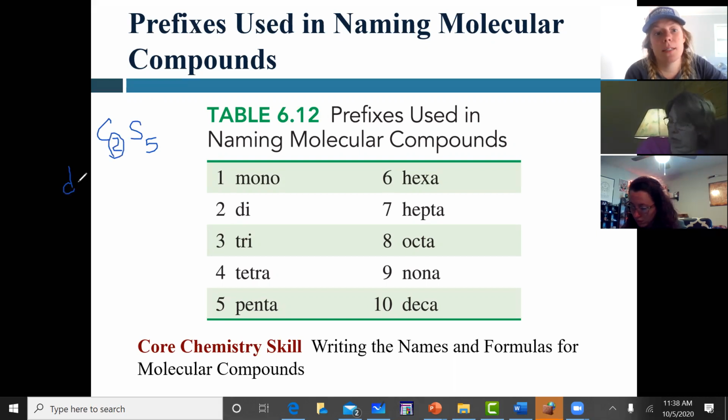So I'm going to call this dicarbon. And then I tell the reader how many of the second thing I have. So the sulfur, I have 5. So it's going to be pentasulfide. We do IDE the second thing. Dicarbon pentasulfide.